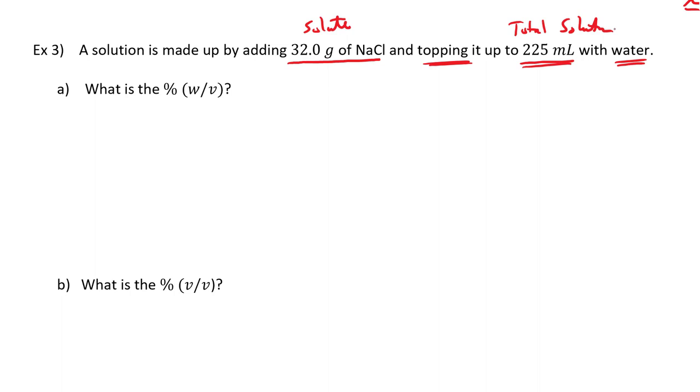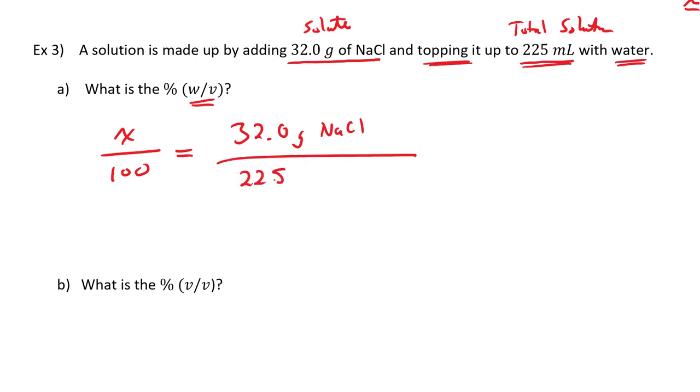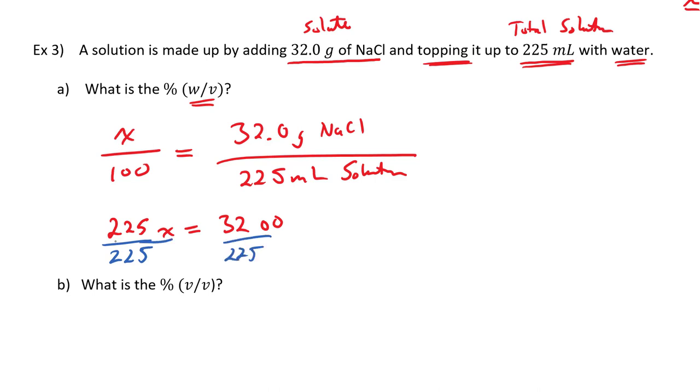Let's go through and figure out what this would be in terms of percent concentration and molarity. So percent concentration is what we want. Weight by volume. We have the weight, 32.0 grams of my solute over my final volume, 225 mils of solution. Let's cross multiply. Divide both sides by 225 to get rid of the 225. X is equal to 14.222 repeating.